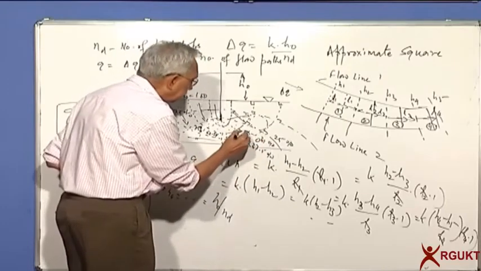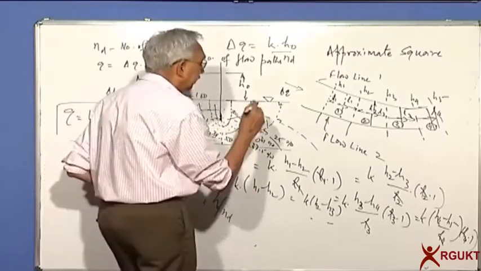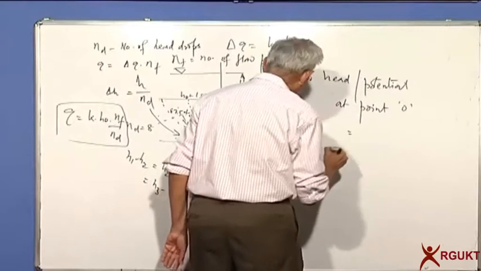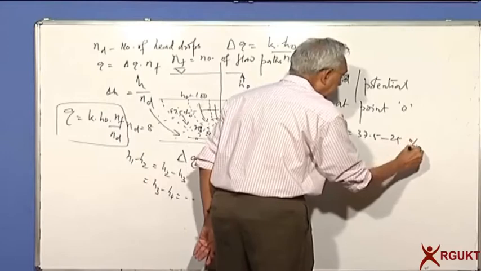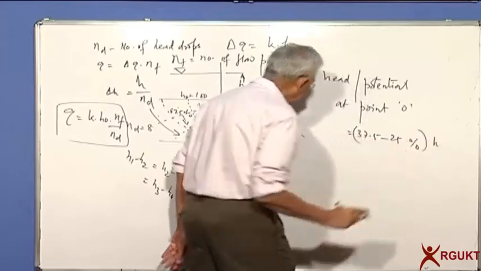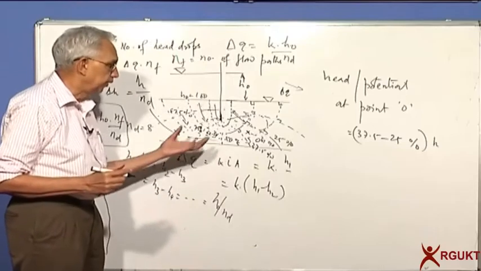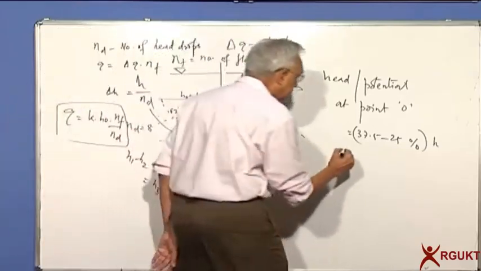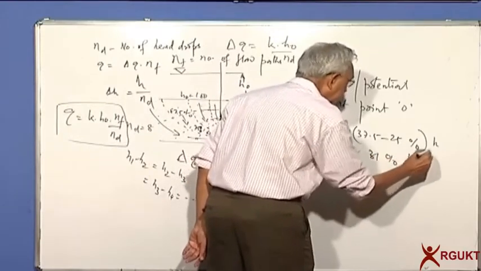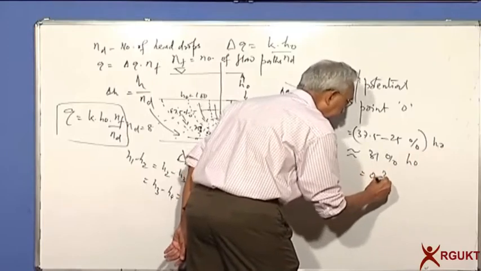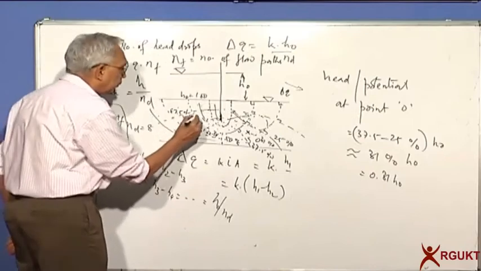So I can immediately say that at this point, H, if I call that the head, this is between 37.5 to 25% of H, and using your eye judgment, you know that it is somewhere close to half. You can estimate either way and say it's approximately equal to say 31% of H naught, or I can say it is 0.31 H naught. Suppose I want the potential at some point here.